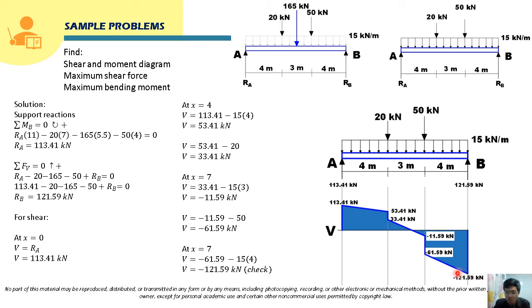And also, class, this is negative 121.59. So if we are going to add this reaction force, since this is upward, this will be 0. So our graph here, class, will close here. It should close. It should go back to 0 here. So this will now be the shear diagram.